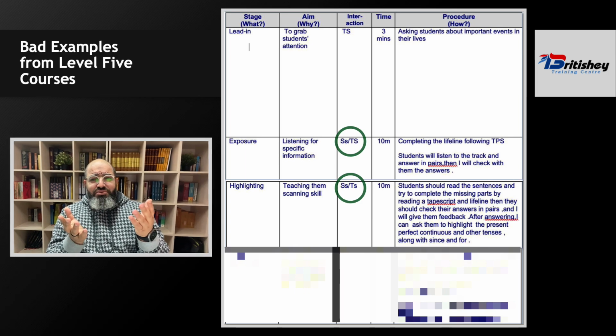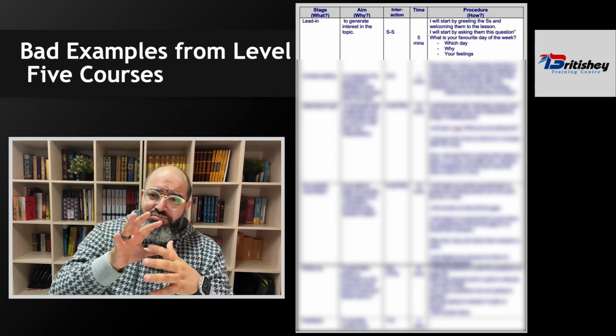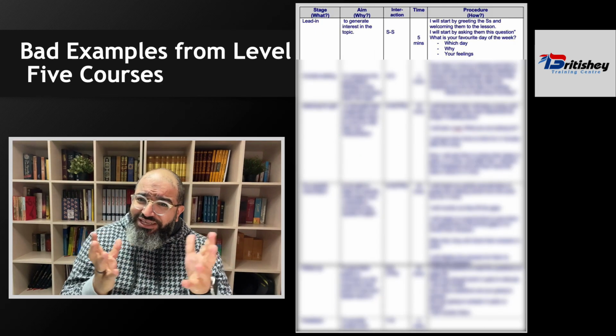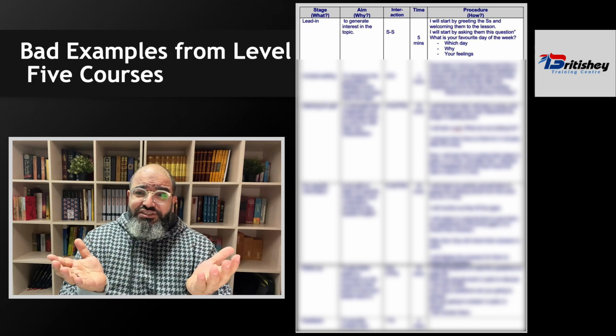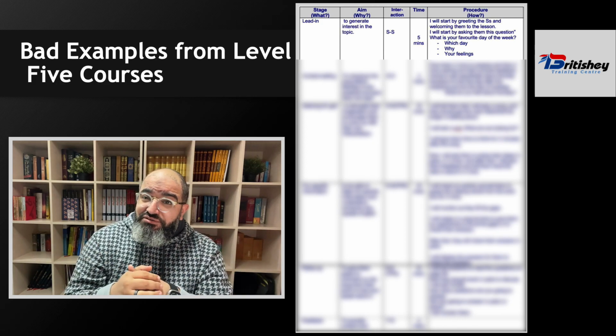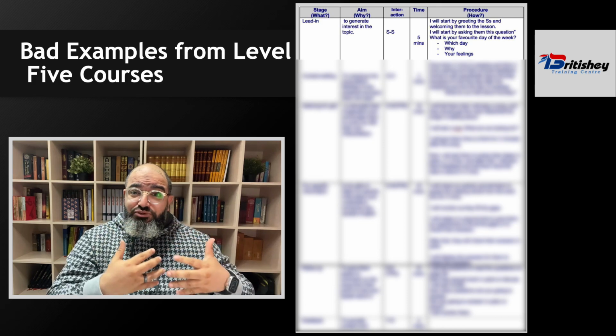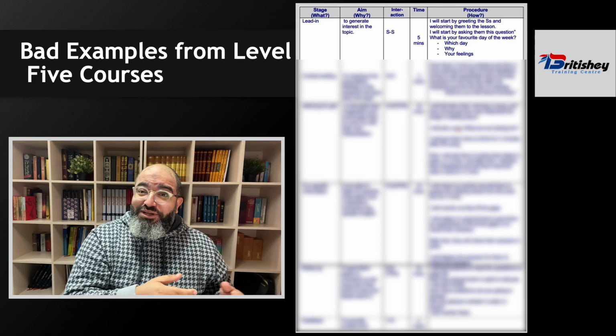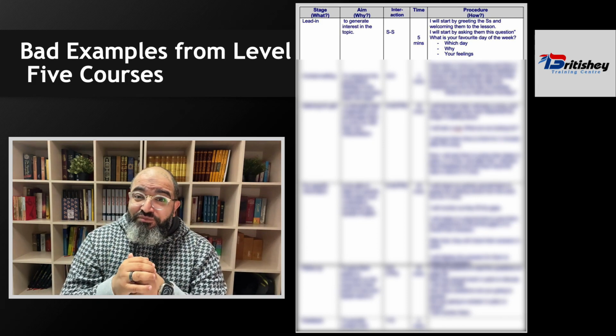Now another example, and clearly there is a problem with interaction patterns for the leading stage. The candidate says it's going to be student-centered. However, the description in the procedures is clearly teacher-centered.